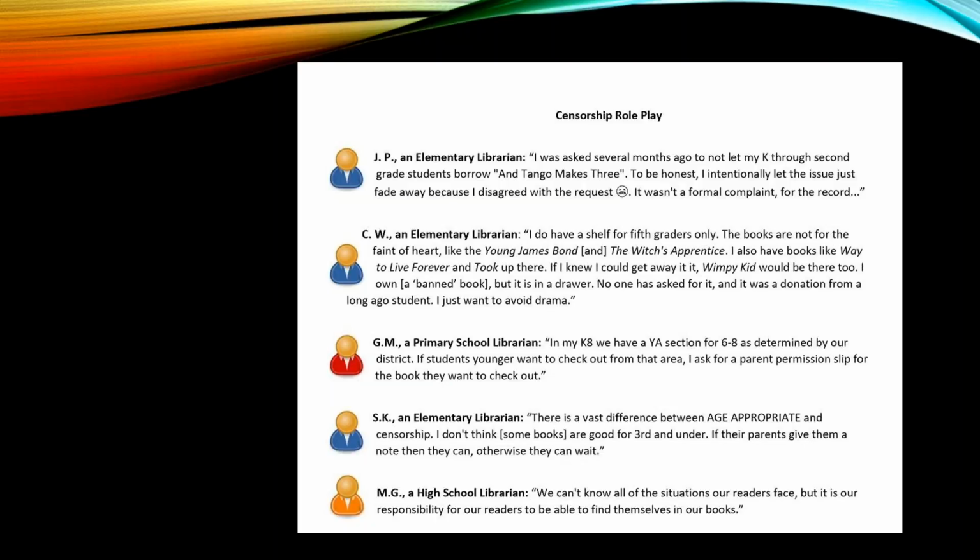JP's comment was that he or she just kind of let the issue fade away because it wasn't a formal complaint. I actually kind of agree with what he did, because sometimes, as we know, parents just want to be heard and then don't necessarily want to follow up. They just want to be heard. So sometimes you just have to hear them out and then let things naturally disappear. So I kind of understand why JP would do that.